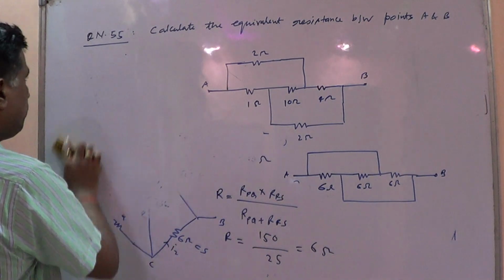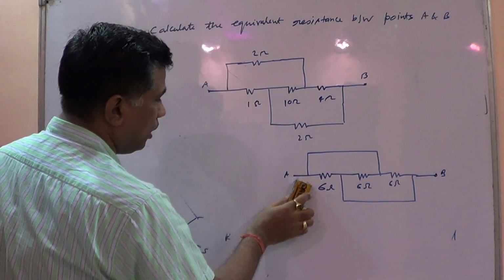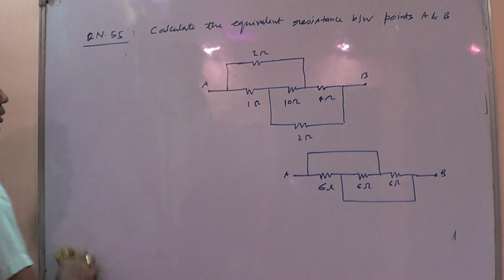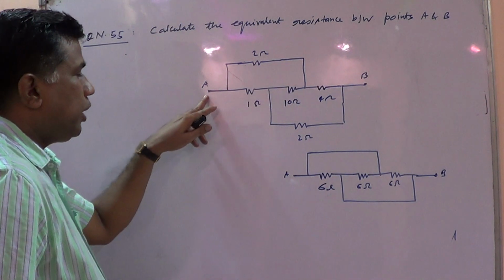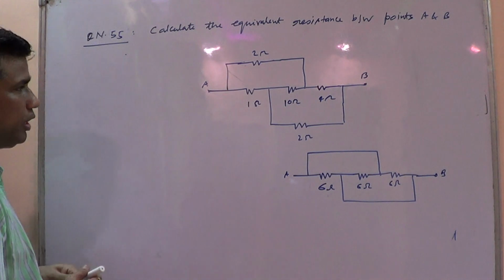See the second part of this problem. Student, this problem has been asked in the year 2000 in board examination. So now I am going to find the equivalent resistance between this point A and B.